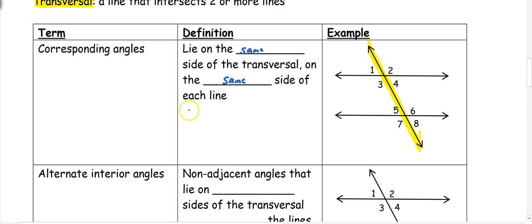So an example of a corresponding angle would be 1 and 5, because they're both in the top left of their group. Another example would be 2 and 6. They're both in the top right. 3 and 7, which are in the bottom left. And 4 and 8, which are in the bottom right.